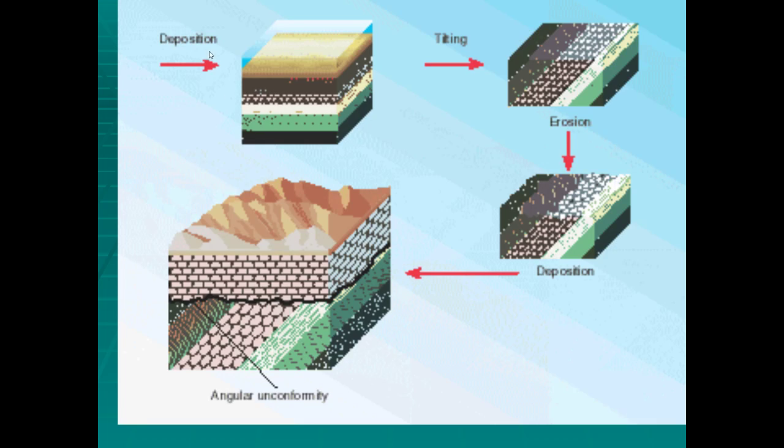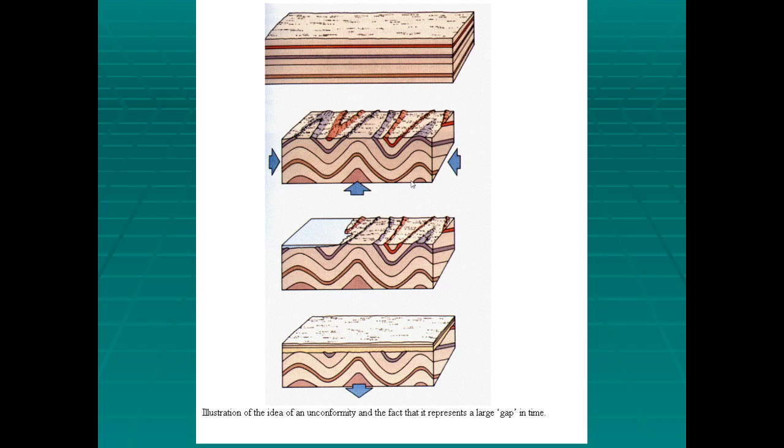Here we can see deposition, something gets deposited. Tilting happens because of earthquakes and tectonic forces, but then something wears it away, and we can see that the top area is missing, and then a new layer is put down on top of it. So you can see that we have these angled layers with these new layers on top of it. These would be examples of unconformity, whenever there are pieces of rock missing in our geologic record.